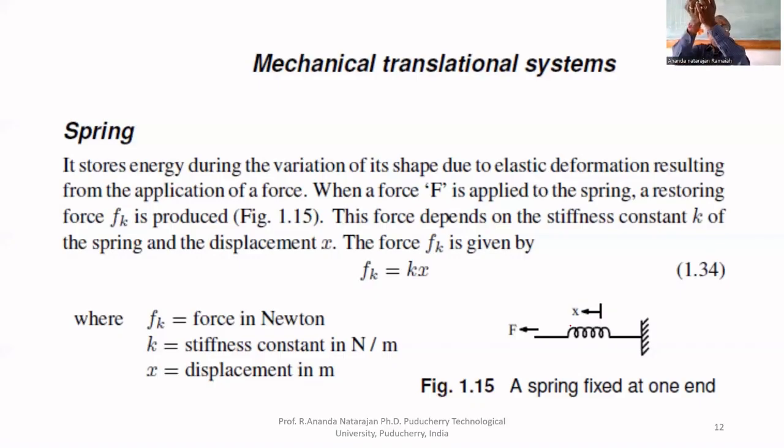Suppose a rod is there. If you pull that rod, what will happen to it? It will expand, no? If you release it, what will happen? It will regain the original shape. So it has the spring property. It also has the dashpot property.